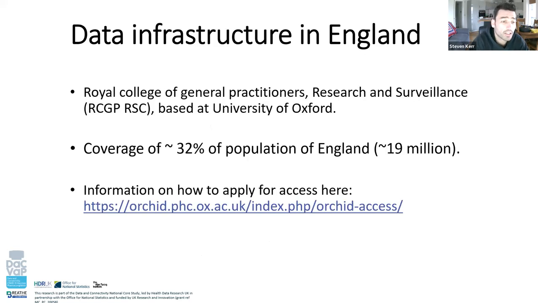So in England, the data comes from the Royal College of General Practitioners Research and Surveillance Centre, RCGP RSC, which is based at the University of Oxford. And the coverage is about 32% of the population of England, or about 19 million people. And the link there gives information on how to access.